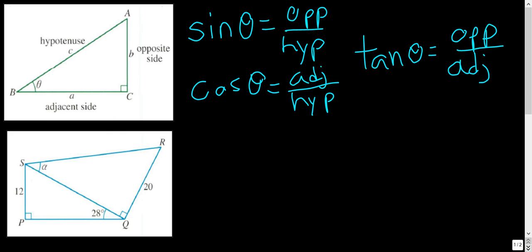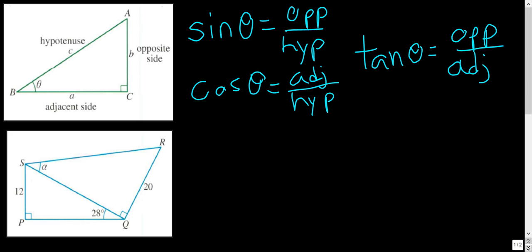And then tangent represents the ratio of the opposite side and the adjacent side. We call this rise over run, and so it's actually representative of the slope. So if we think about what a triangle is going to look like, we can think about how steep it is, and that's what tangent represents.